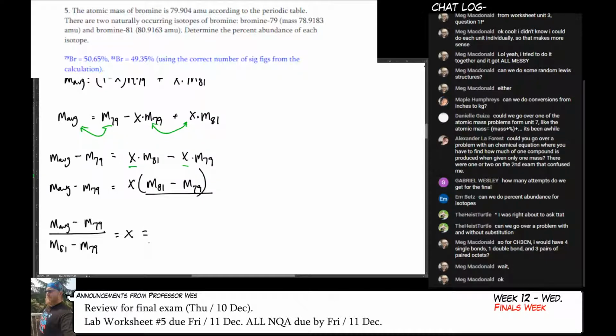Now we're going to substitute in the numbers. So what was the average mass? According to the periodic table, that was 79.904 AMU. That's the eraser. The mass of isotope 79 was 78.9183 AMU, divided by the mass of 81, which was 80.9163, minus 78.9183.